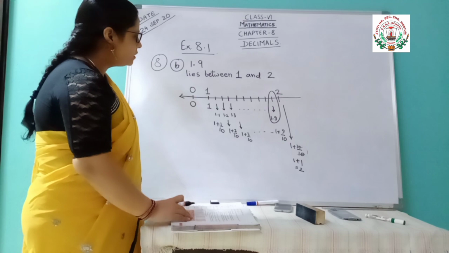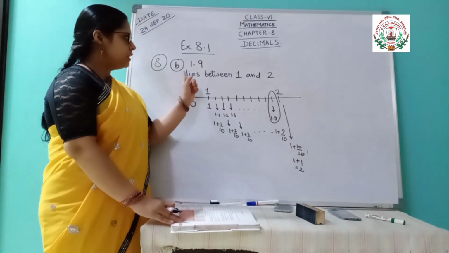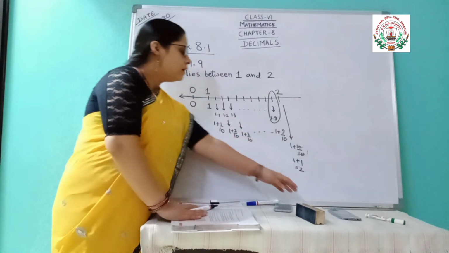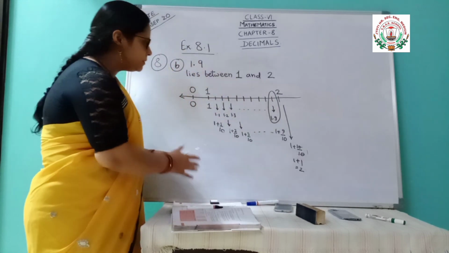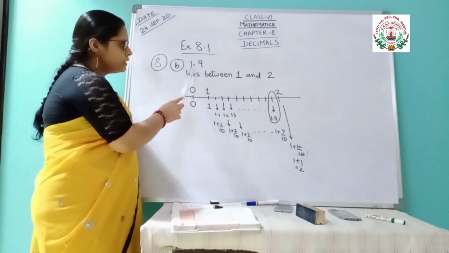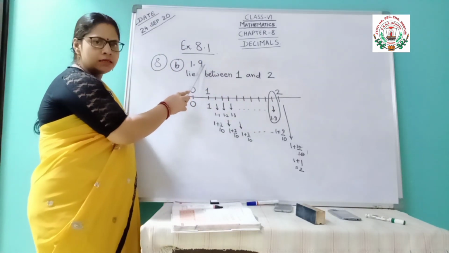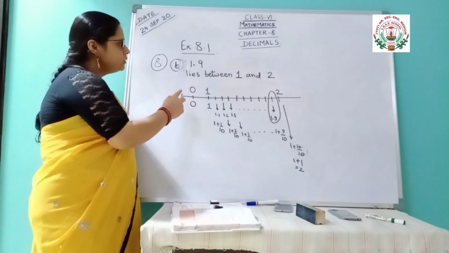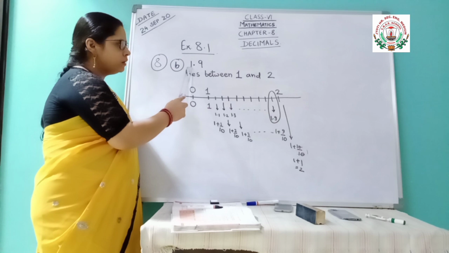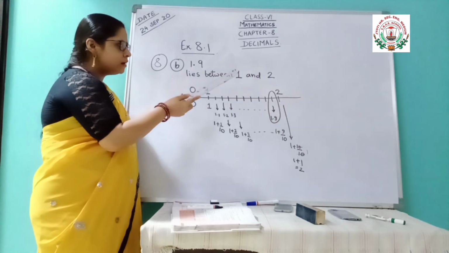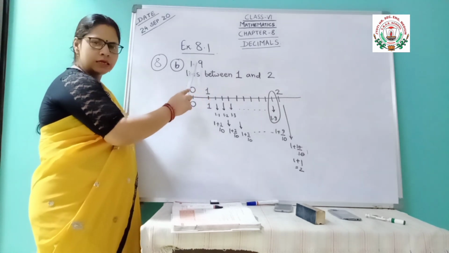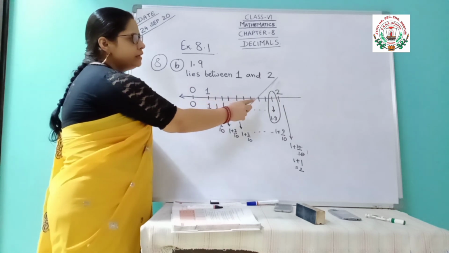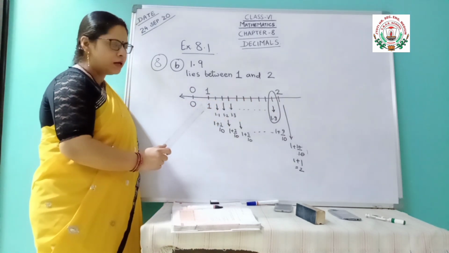So understood in this way? This number 1.9 lies between which two numbers? Here 1 is the whole number and 0.9 is the decimal part. So this lies between two whole numbers, 1 and the next number after 1, which is 2. So between 1 and 2 it lies. This is the first thing clear.